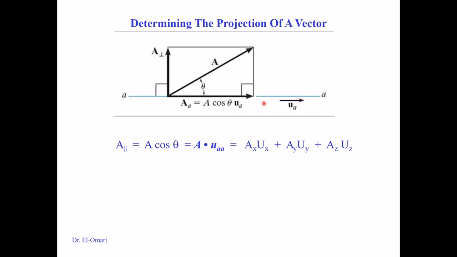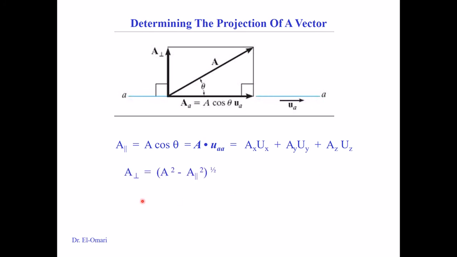So whenever you need to get a parallel component, if you don't have the angle, then you need first to represent this line as a unit vector by finding a position vector of 2 points that lie on that line, and then dividing by its magnitude, which will give you the unit vector. And then finally get the dot product by multiplying the x's, the y's, and the z's, and then add them together.